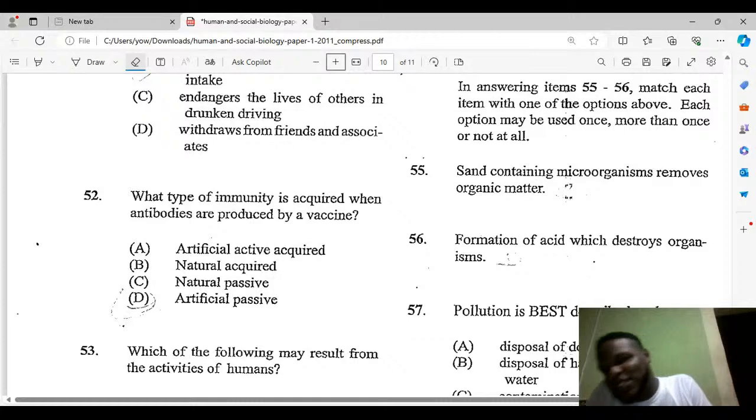But I'm gonna lean to D based on the question. Because it says, what type of immunity is acquired when antibodies are produced by a vaccine? So I'm gonna say artificial passive based on the fact that it has to be passed on through an injection. So I'm going to lean to D, based on the nature of the question.